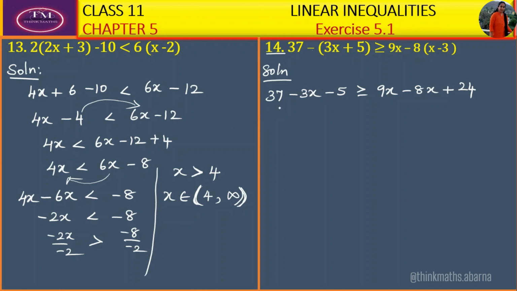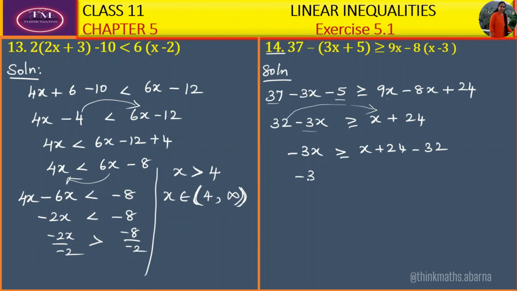Now first let us sort out left hand side and right hand side. We have here 37 minus 5. So 37 minus 5 is 32. 32 minus 3x greater than or equal to 9x minus 8x is x plus 24. Now take this 32 to right side. So remaining we have minus 3x greater than or equal to x plus 24 minus 32. 24 minus 32 is minus 8.